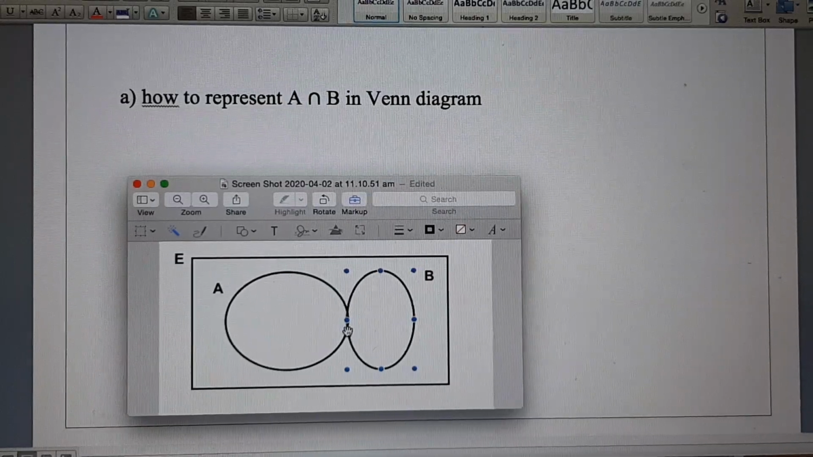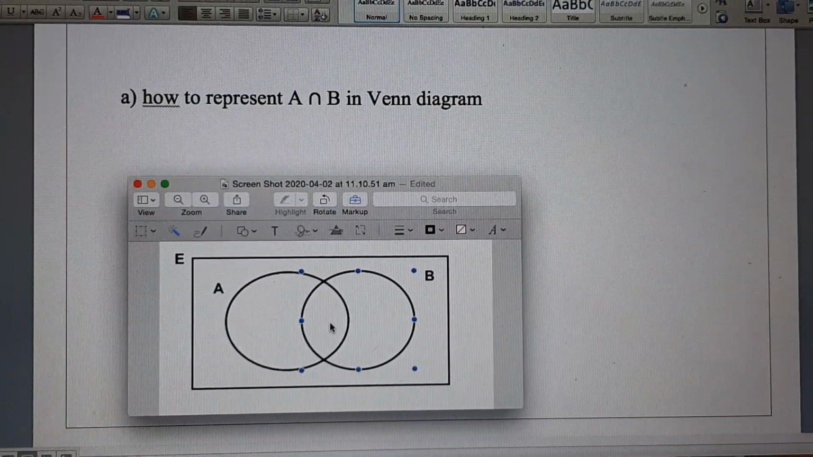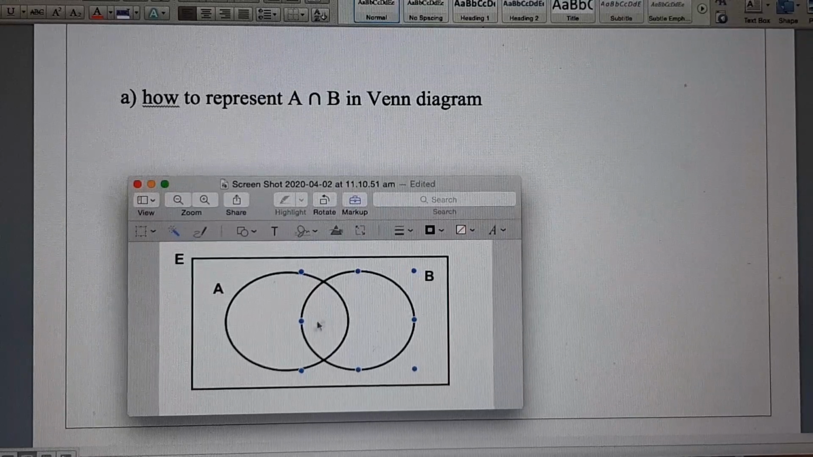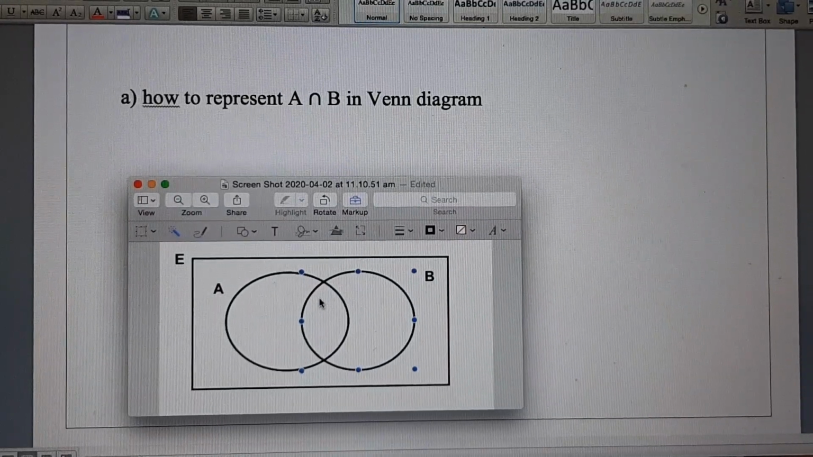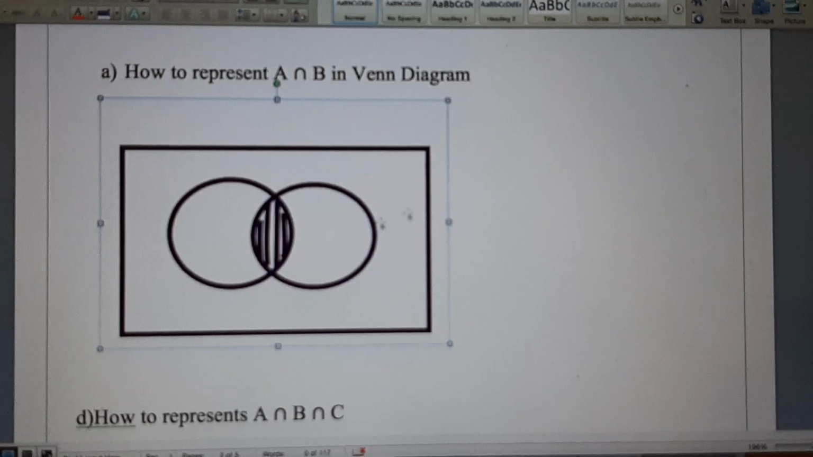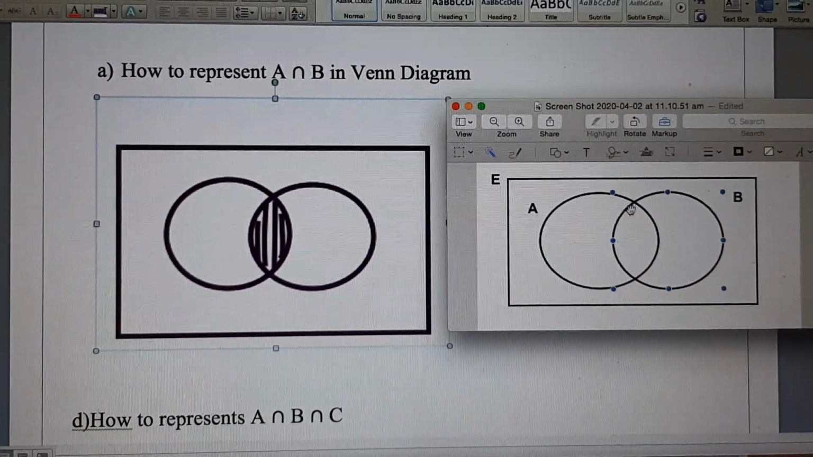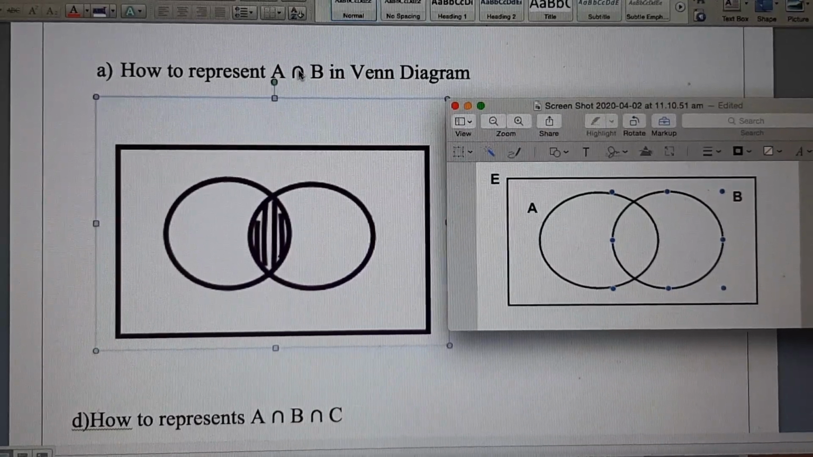However, if there is some overlapping part, like this one, then for A intersection B, this part will be shaded. The result for A intersection B will be this part. The shaded part is the part which is common to both the circles A and B. So this was our diagram, and this part was the overlapping part, and intersection means you have to shade the overlapping part.